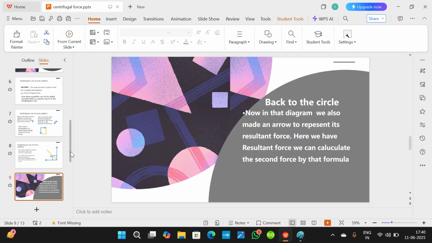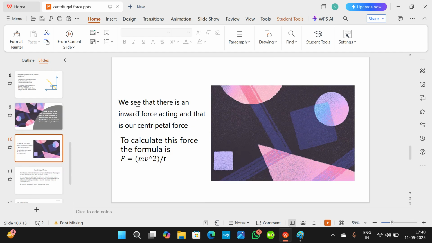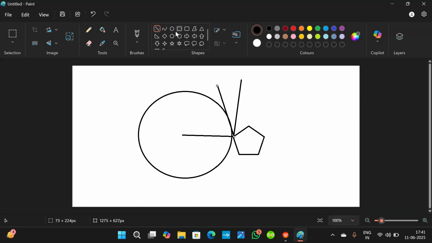So now the most important part of the circle: we see that there is an inverse force. After calculation you will see that, taking this as the center, the force would be acting in this way towards the center. So scientists, after this observation, concluded that there is an inward pull on an object when we make it revolve around a particular axis.